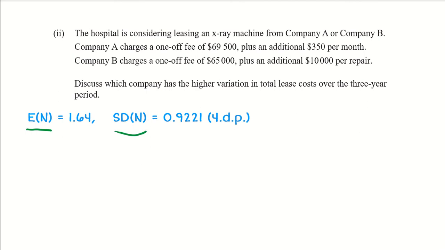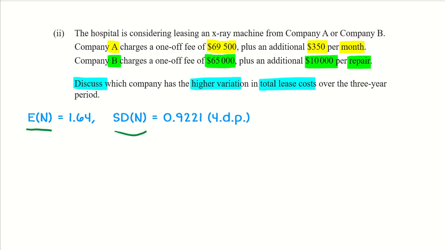So the information in our question talks about costs. It talks about company A has a one-off fee of $69,500 plus an additional $350 per month. Then we've got some information about company B, and they've got a one-off charge of $65,000 plus an additional charge per repair. And we have been asked to discuss which has the higher variation in the total costs. So what we need to do is identify what's happening here and form some equations.